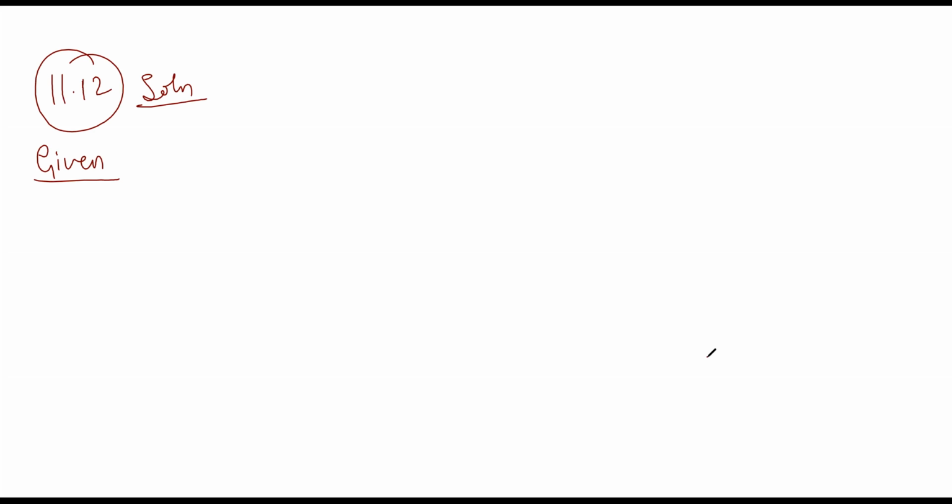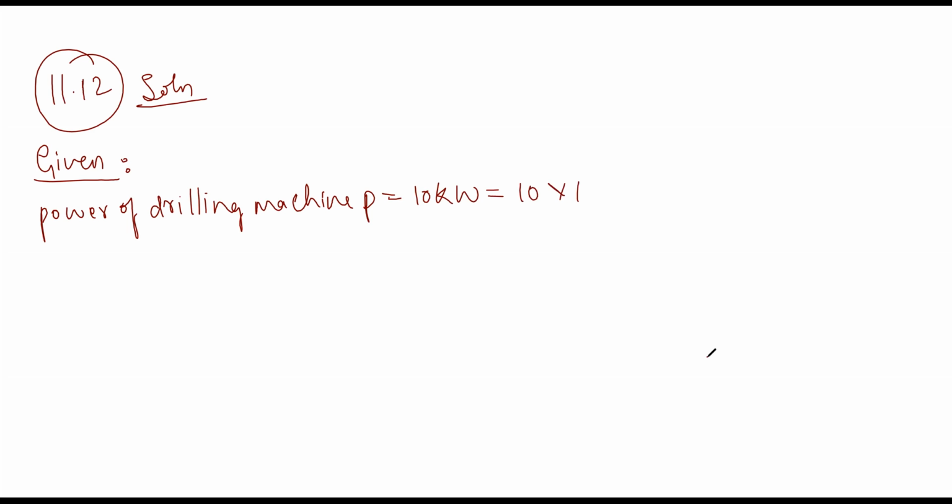So note from the question what they have given. Power of the drilling machine, let us take it as P. How much have they given? They have given 10 kilowatt. How can I write that? 10 into kilo, that is 10 to the power of 3 watt. Power is measured in watts.